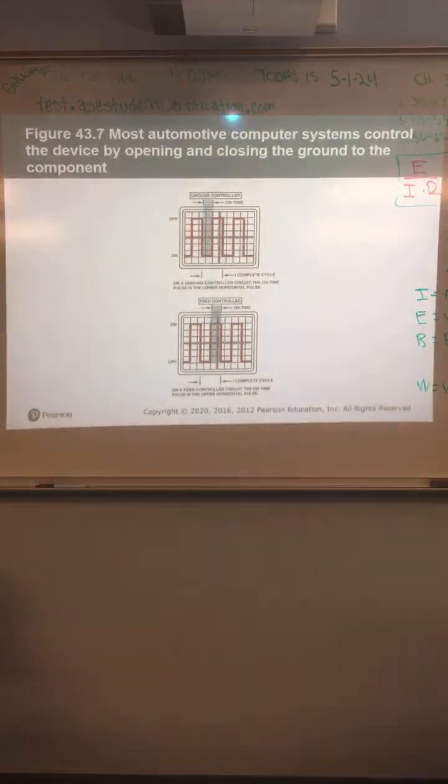Most automotive computer systems control a device by opening and closing the ground to the component. Sometimes it will do it the other way around, depending on whether it's a high or low side driver, but most of the time it controls the ground side of whatever it's controlling, okay? You have a continuous power and it controls the ground side.